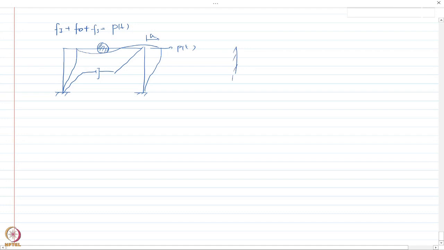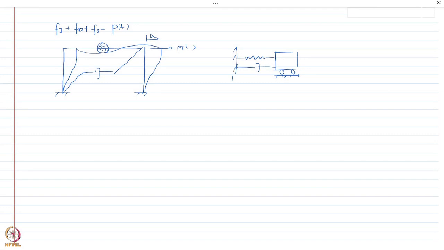A spring mass damper representation is used more frequently in the mechanical vibration subject, or in physics. In this spring mass representation, again I have the same mass M, the stiffness K, damping coefficient C, and under the action of this applied load here, it undergoes a displacement U.